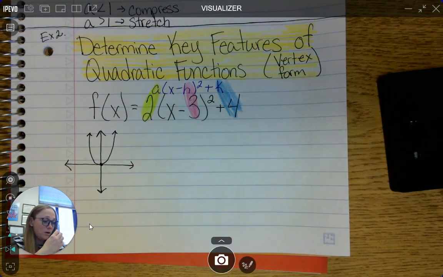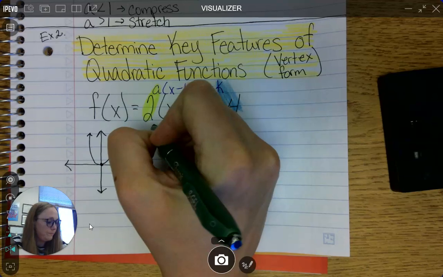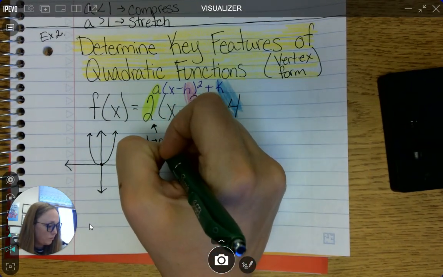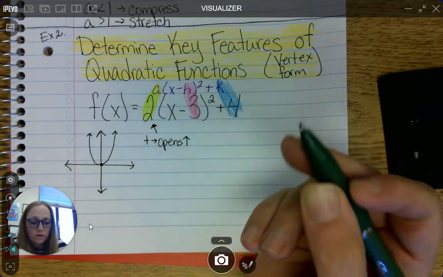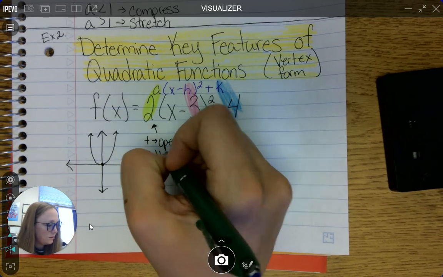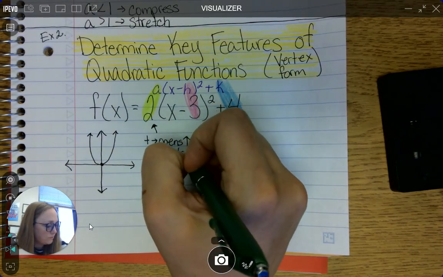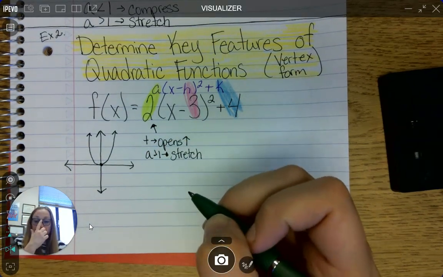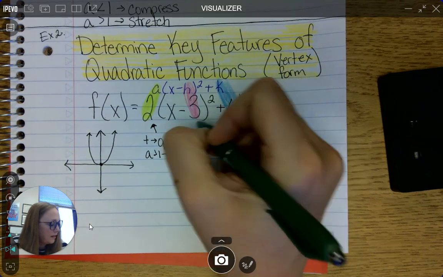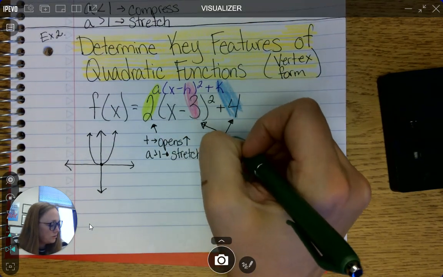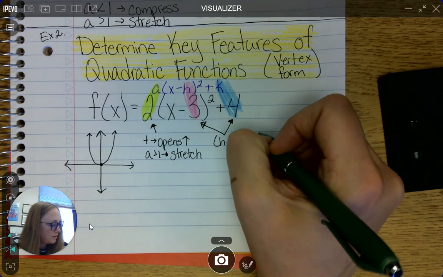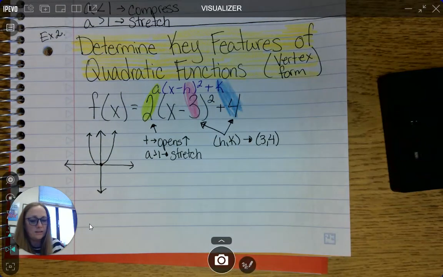So let's break this apart. Okay, this is a positive number, so since it's positive, that means it opens upward, and it is greater than 1, telling me it's a vertical stretch. So it should be a little bit skinnier. Okay, and then my vertex comes from my H and K values. Remember, H before K, walk and then climb. And my H and K are a positive 3, positive 4 because our signs did not change.